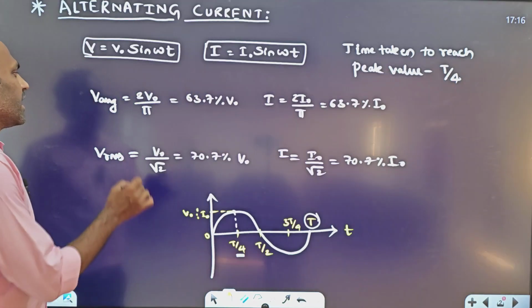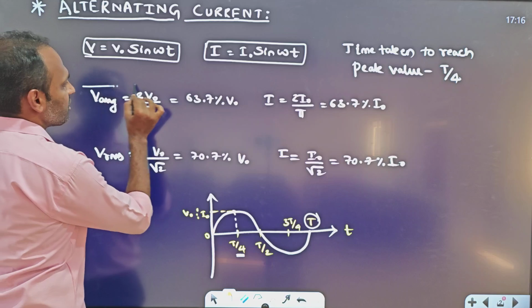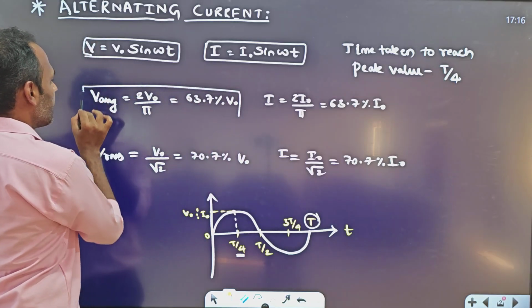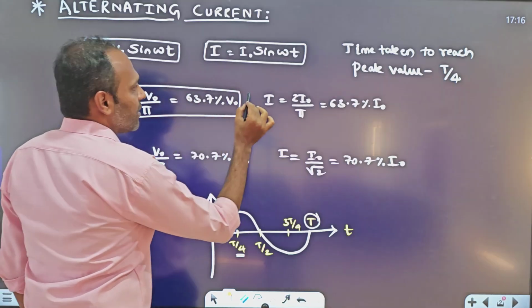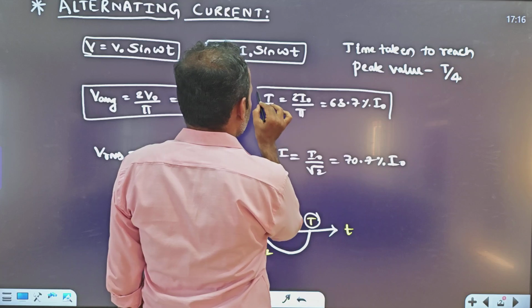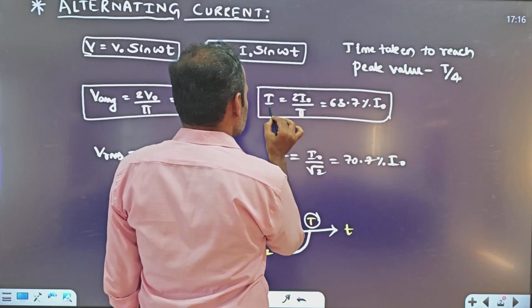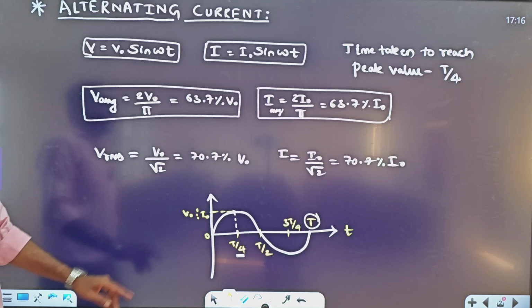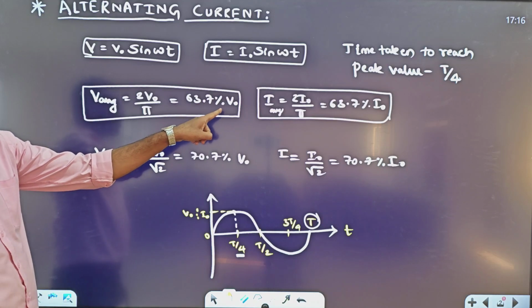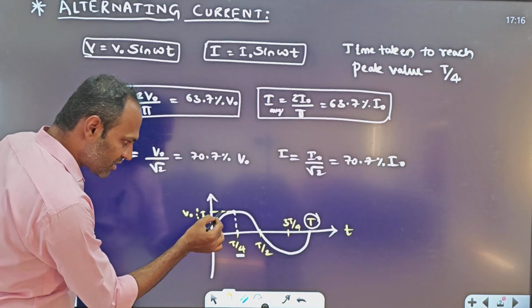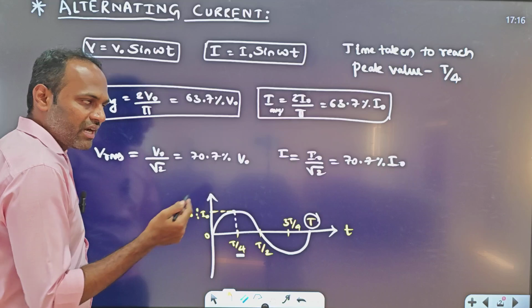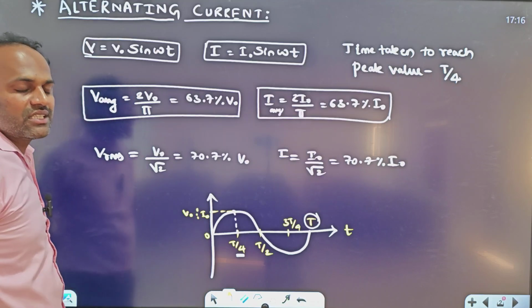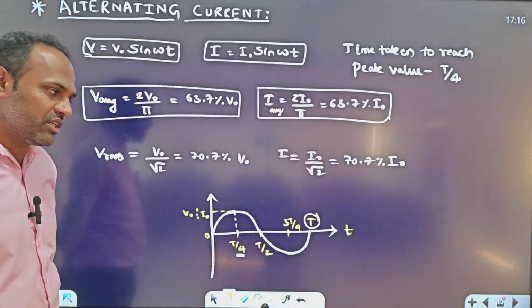Okay, well, after that, average voltage is given by 2 V naught by pi, and average current is given by 2 I naught by pi, right? These are the average values. See, average values are 63.7% of the peak value. It is less than the peak value, right? 63.7% of the peak value is the average value.